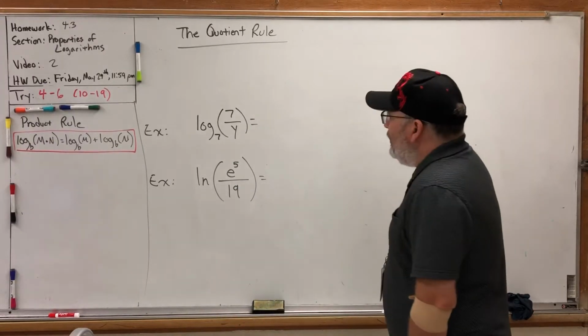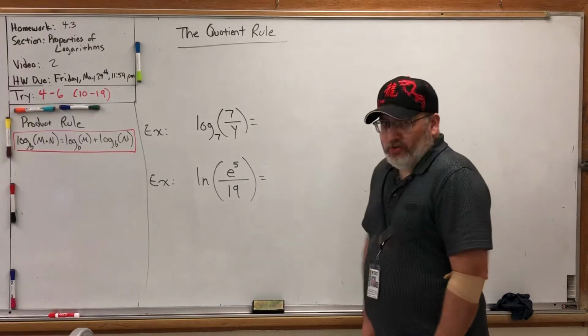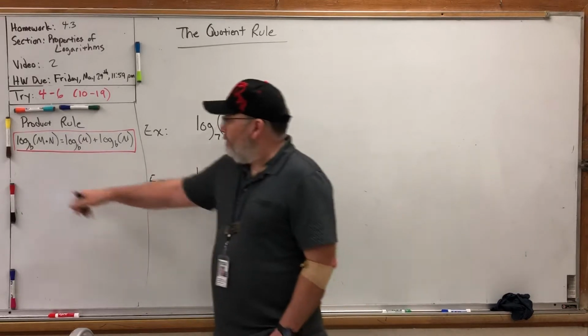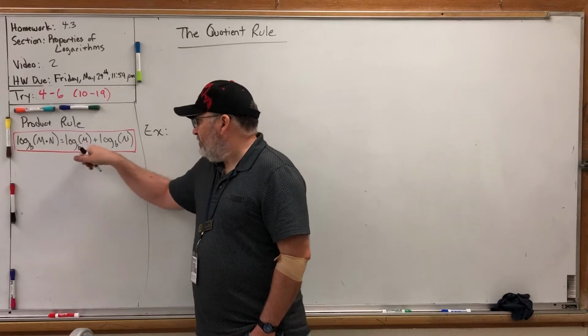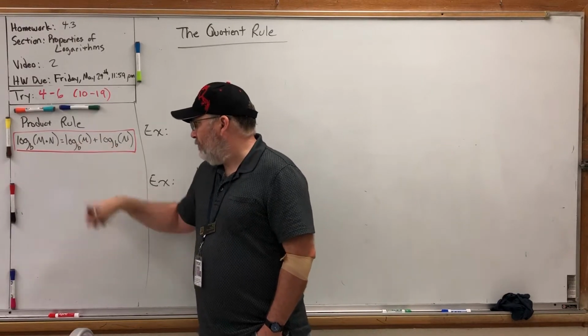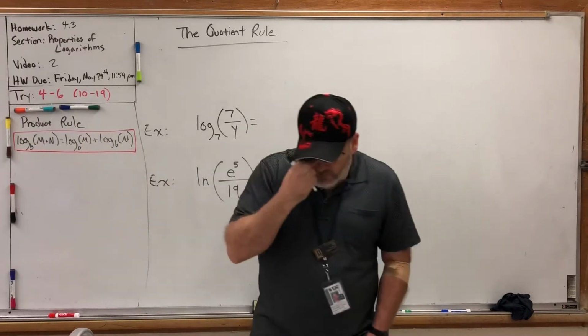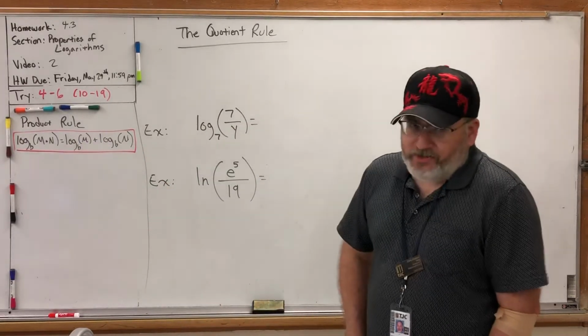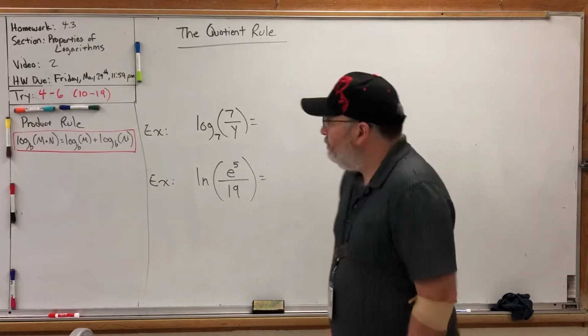In the first video, we learned the product rule, which is summarized here. The log of a product equals the sum of the logs of the product's factors. But if there's a product rule, then it stands to reason there's a quotient rule.